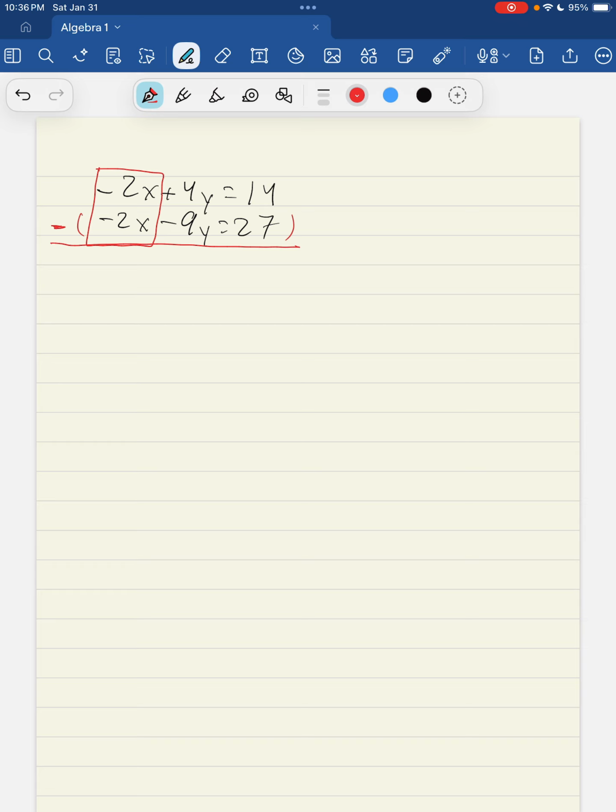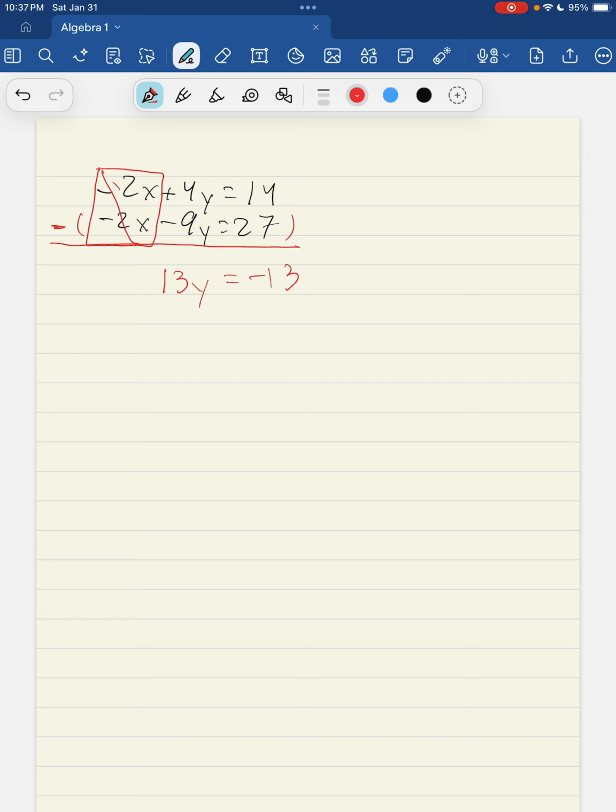Negative 2 minus negative 2, eliminated. Boom. And again, be aware of that negative. Don't just go straight down. 4 minus negative 9. Minus a negative is going to make a plus. So this is like 4 plus 9. It's going to actually be a 13y. Kind of tricky. And then we go 14 minus 27, and that's negative 13.